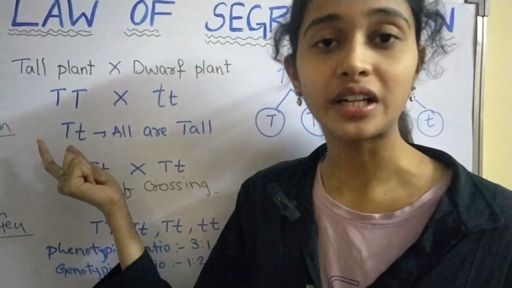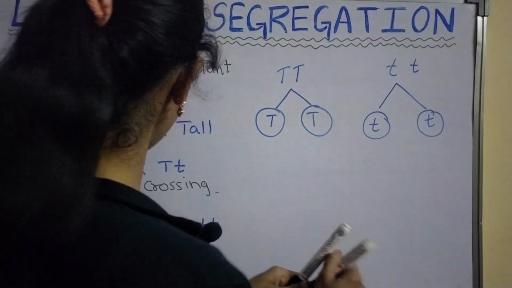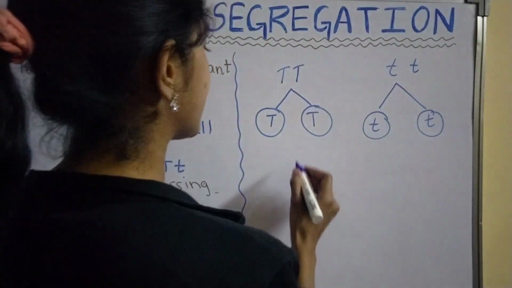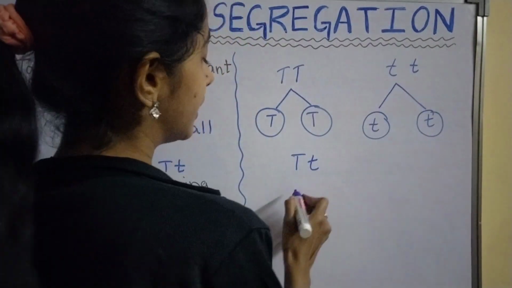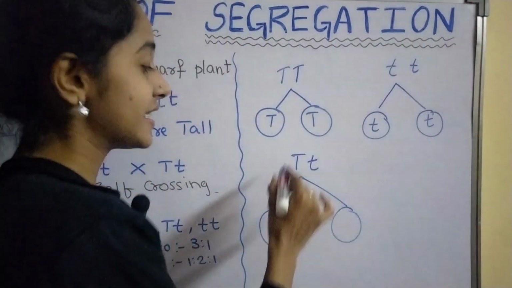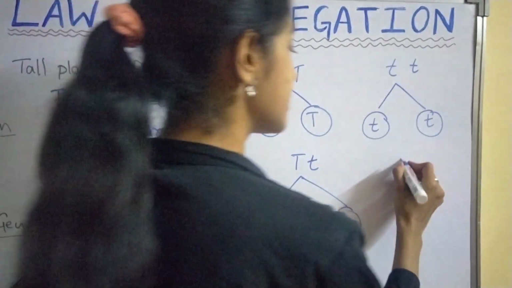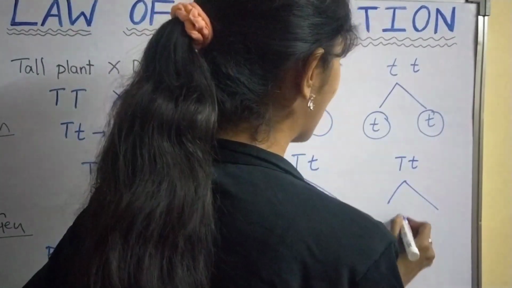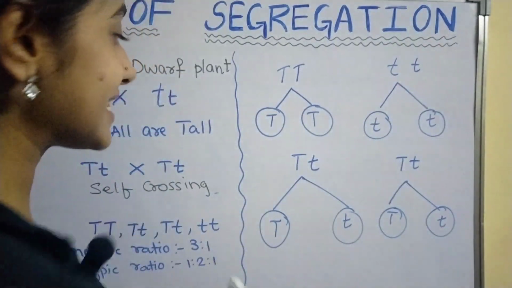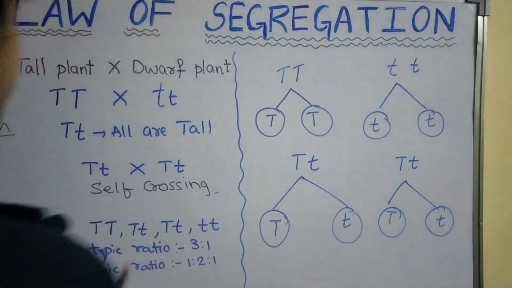Now the capital T small t is going to be self-crossed. The segregation will happen during gamete formation. One gamete will get capital T and the other gamete will get small t. Similarly for this capital T small t, one gamete will get capital T and the other gamete will get small t. This is how the segregation takes place. Hope it is crystal clear now.